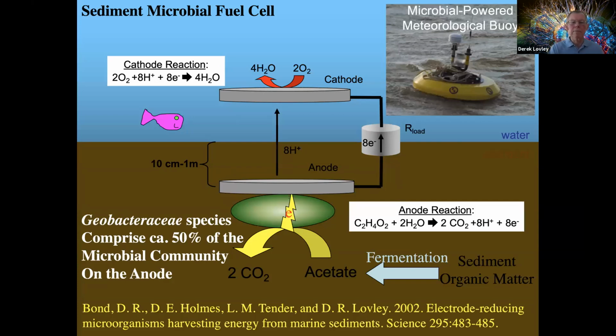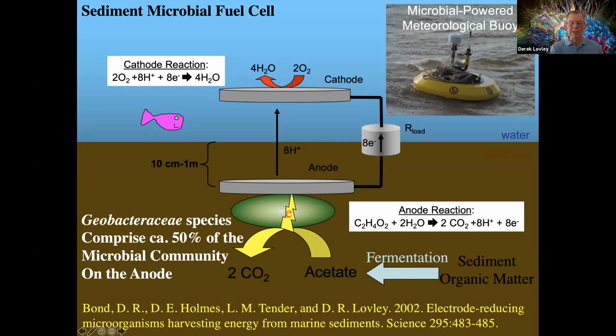This was an invention first discovered at the Naval Research Lab by Lenny Tender, Claire Reimers, and others, where you can just bury a graphite electrode into an anaerobic marine sediment, connect it to an aerobic electrode in the overlying aerobic water, and you'll get a flow of electricity. And what we found was this is because Geobacter will colonize this electrode.